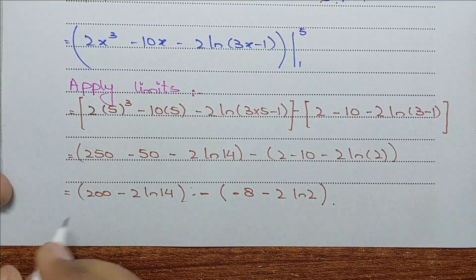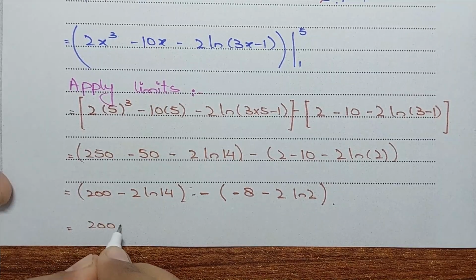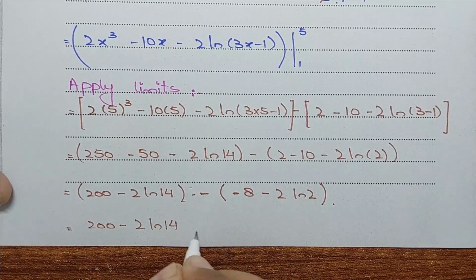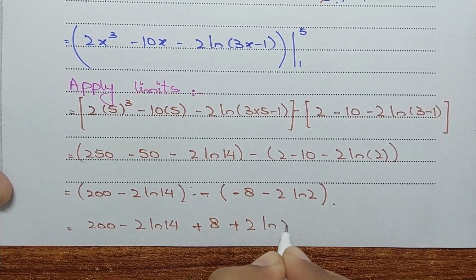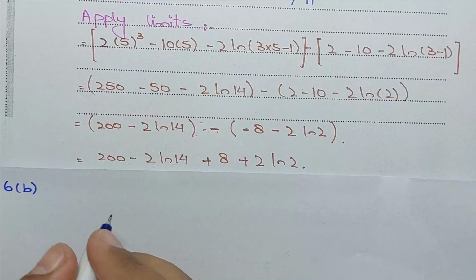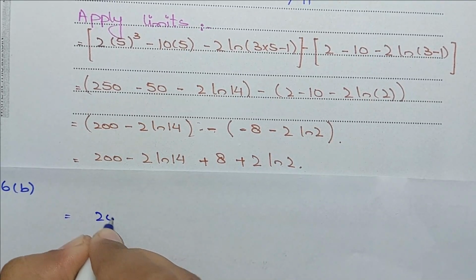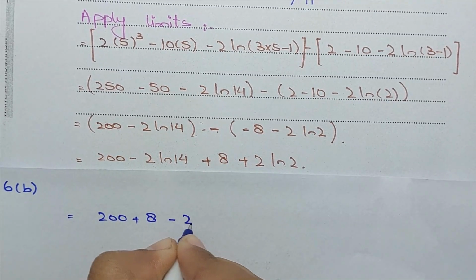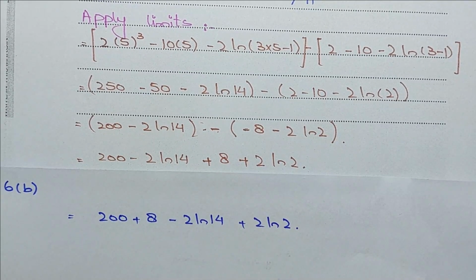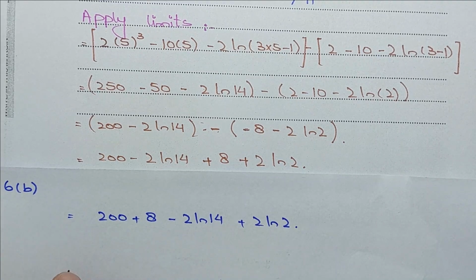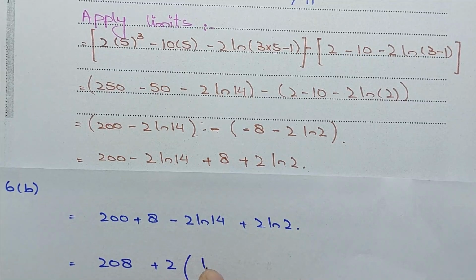Right. Further simplification, 200 minus 2 ln 14. Open the bracket. Negative times negative is positive 8, and negative times negative is again positive 2 ln 2. So here we have 200 plus 8 minus 2 ln 14 plus 2 ln 2. 200 plus 8 is 208. Let me take 2 common. Here we are left with ln 2 minus ln 14. 2 is common first, ln 2 and then ln 14.